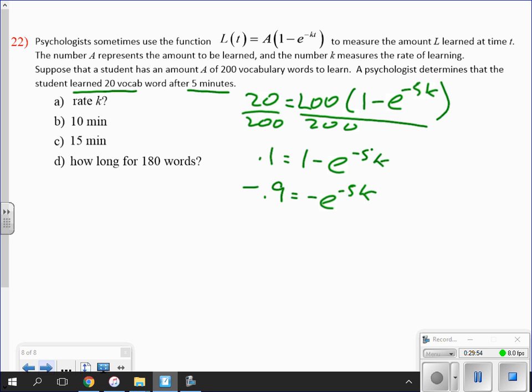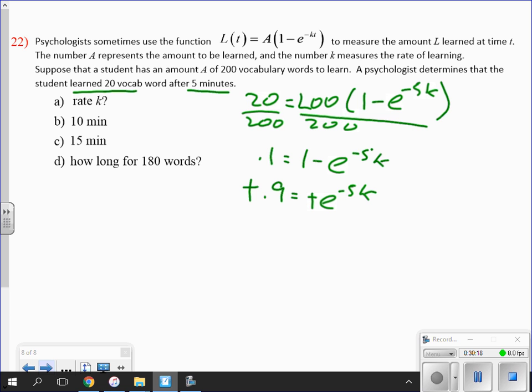Now, a lot of people would want to take the natural log at this point anyway, but I would still have a problem, because I'd be taking the natural log of a negative number. We're not allowed to do that. So make them both positive. Multiply both sides by negative 1.